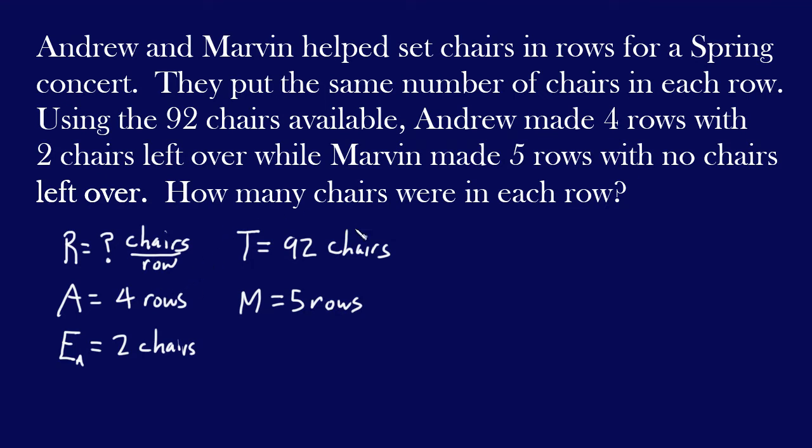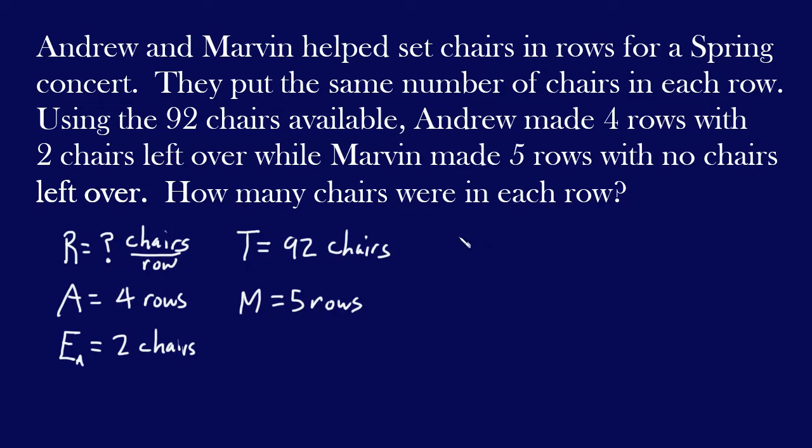So let's say we did know how many chairs were in each row. Let's say it was 5 chairs per row. Well, if it was 5 chairs per row and Andrew had 4 rows, how many chairs would that be for those four rows? It would be 4 times 5, and that would be 20 chairs if it was 5 chairs per row, which we don't know. But what we can do is say we don't know the number of chairs per row, but we know we're going to be multiplying R times A in the same way that we'd be multiplying 5 times 4, if it was 5, which we don't know.